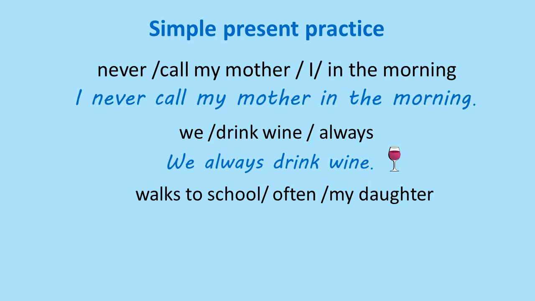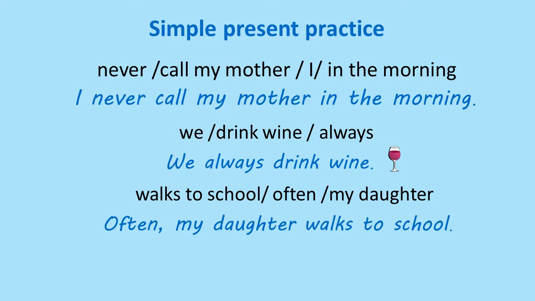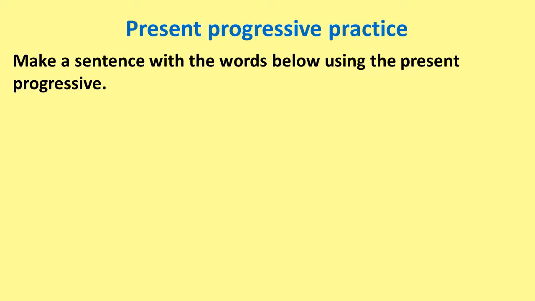Let's try this one. So this could be often, my daughter walks to school. You could also say, my daughter walks to school often. Both of those would be correct. Now let's practice making sentences using the present progressive.